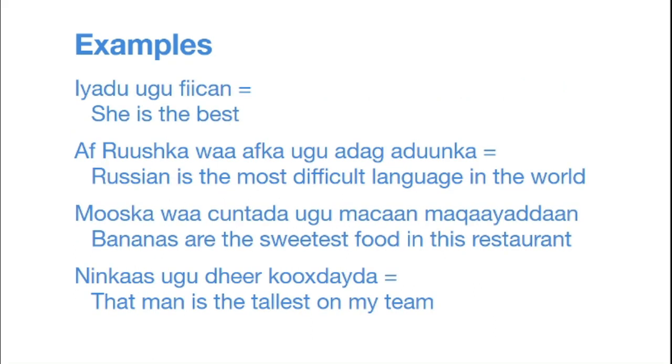And here are some sentences. Iyadu ugu fiican. She is the best. Afrushka wa afka ugu adag adunka. Russian is the most difficult language in the world.